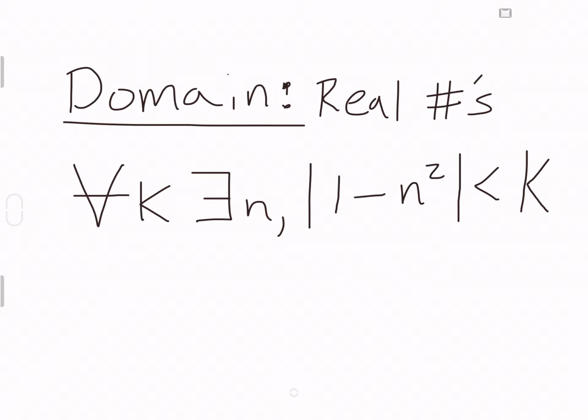What this is saying is that for all real numbers k, there exists some real number n such that the absolute value of 1 minus n squared is less than k. Let me try and explain that a little better, or bring that down to real life. It's saying that no matter what real number k you pick, you can find some real number n such that the absolute value of 1 minus n squared is less than k. This is false. Now let me show you why.